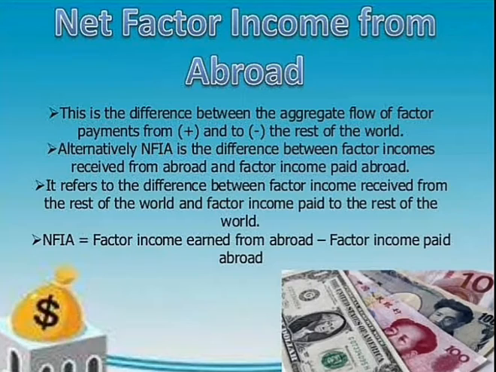So first topic we have net factor income from abroad. This is the difference between the aggregate flow of factor payment from, that is plus, and to, that is minus, the rest of the world. Or another way we can say that NFIA is the difference between the factor income received from abroad and factor income paid to abroad. So easily we can understand this by a short example.